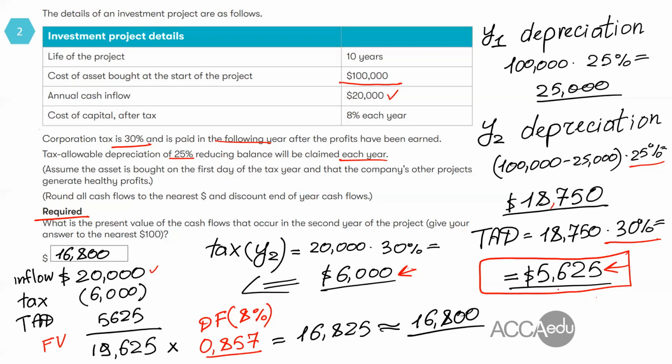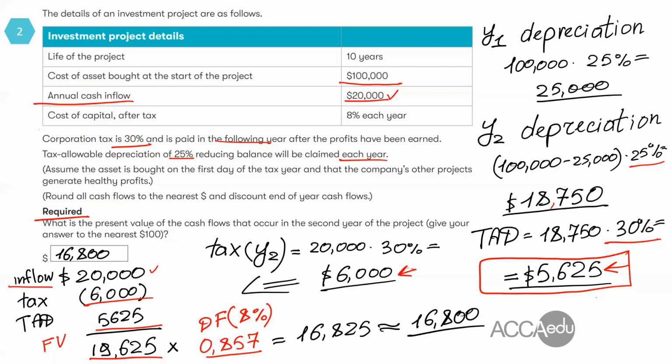If we also look at this, it says that there is a $20,000 annual cash inflow. It's going to be the same in year 2 as well. So for year 2, cash inflow $20,000 less tax, because it reduced the amount of inflow. And then we add back the tax allowable depreciation because this is the cash inflow. As I said, we treat this cash saving as a cash inflow. So we come up with 19,625, which is the future value of year 2.